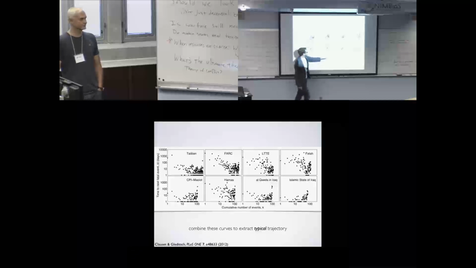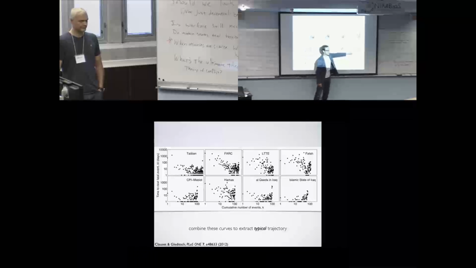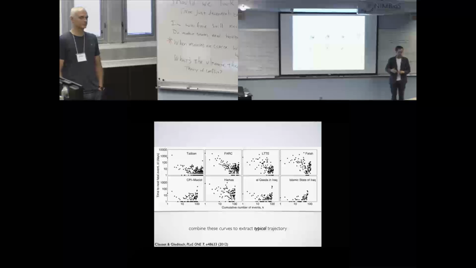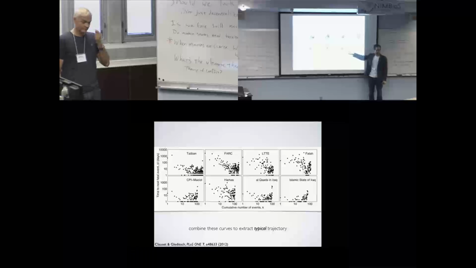But then there are interesting groups like Al-Qaeda in Iraq and Islamic State of Iraq that don't follow that pattern because they start off fast. And I think that you could use this kind of diagnostic to try to identify those kinds of groups, the groups that change their name or reconstitute or split up and so on. Because here, they're acting like a group that's much more experienced than they appear to be based on the number of events associated with that name.